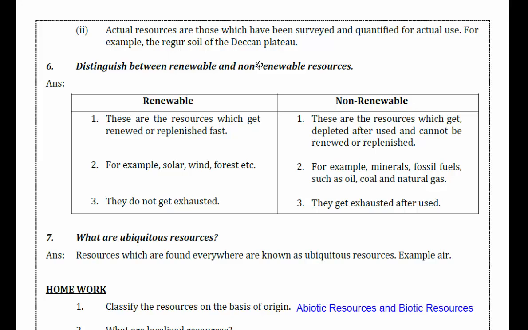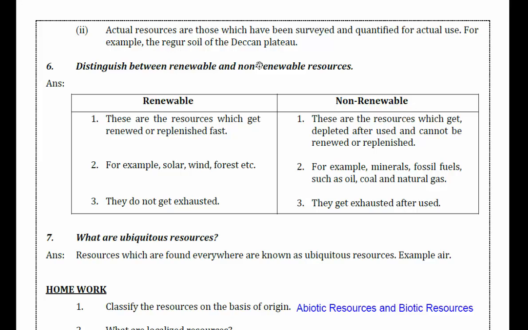Let's distinguish between renewable and non-renewable resources. Renewable resources are resources which get renewed or replenished fast. On the other hand, non-renewable resources are the resources which get depleted after use and cannot be renewed or replenished. That is the basic difference between renewable resources and non-renewable resources.